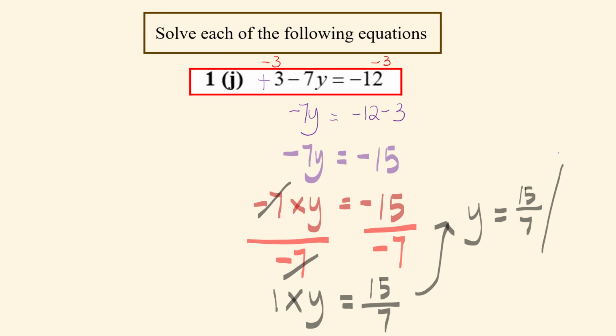Or as a mixed number, which is... oh no, sorry. 15 minus 7, I failed my math. 7 times 2 is 14, sorry, 2 and 1 over 7. 7 times 2 is 14, plus 1 is 15. Okay, so that's how we solve this question.